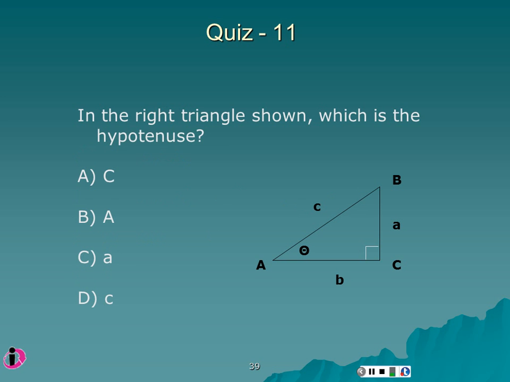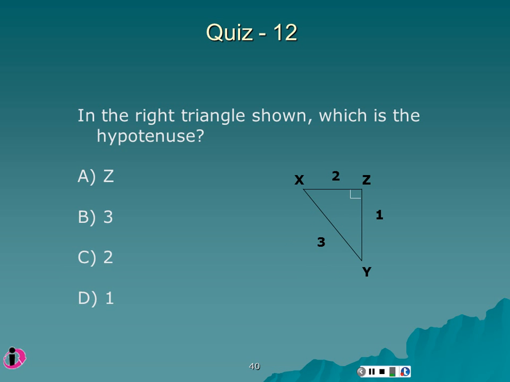In the right triangle shown, which is the hypotenuse? Which C? D. So that remember is capital D. Right answer is D here because we denote the side by small letters, lowercase letters. So that's why it's not capital C, it's lowercase c. Because that is a side. Okay.